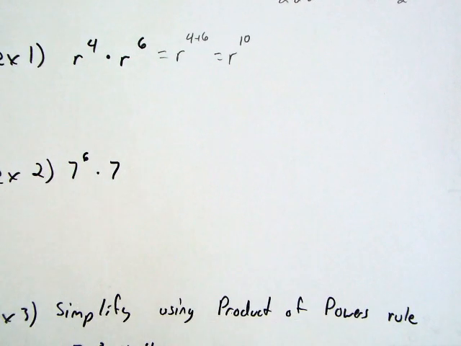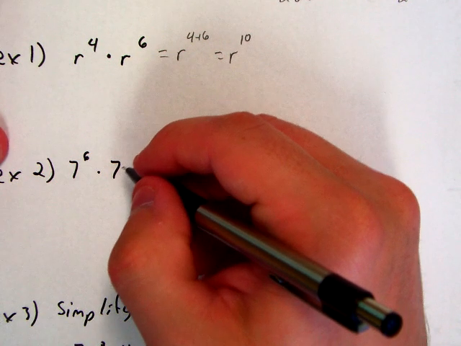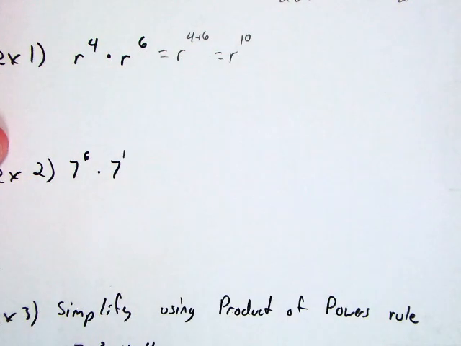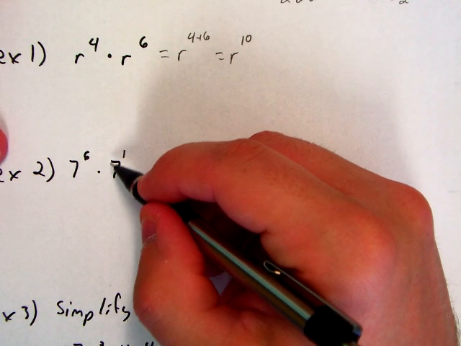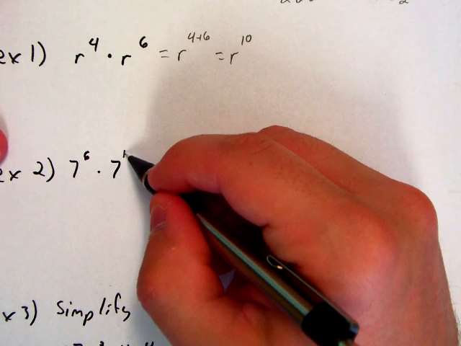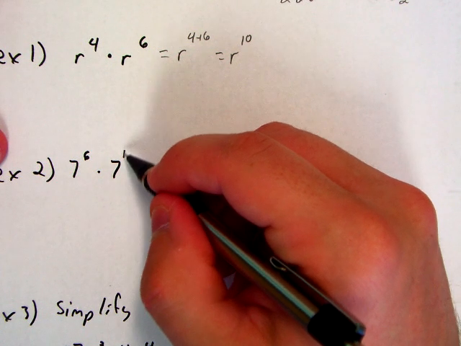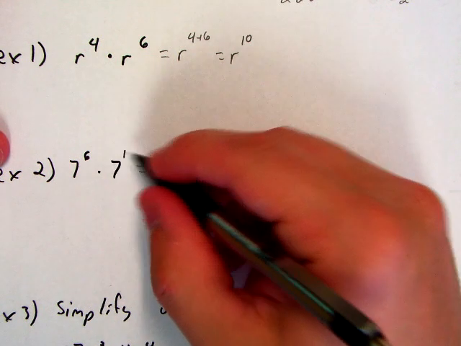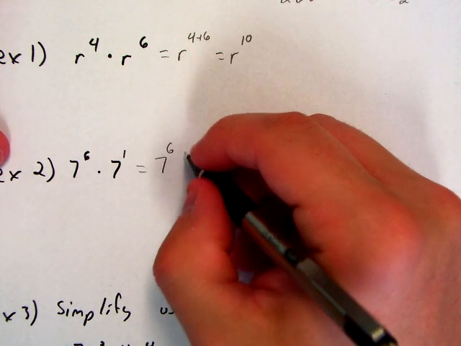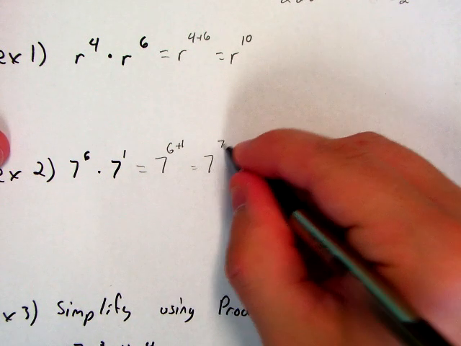Next example, 7 to the 6th times 7. Here we don't see an exponent, but really what's there is a 1. The reason why is because this 1 says that we have 1, 7 multiplied by itself. And with only 1, 7 being multiplied, it's just there. So we don't really put a 1 here. But 7 to the 6th times 7 to the 1st, so we'd have 7 to the 6 plus 1, which would be 7 to the 7th.